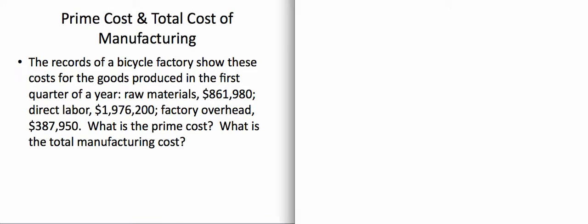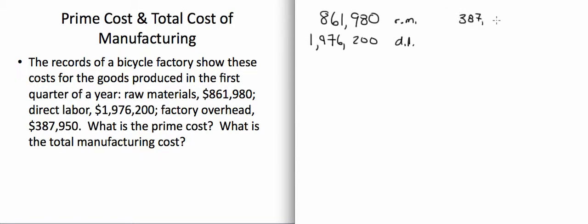So our first example here, the records of a bicycle factory show the costs for the goods produced in the first quarter of a year. So the raw materials were 861,980. Direct labor was 1,976,200. And then we have factory overhead of 387,950.